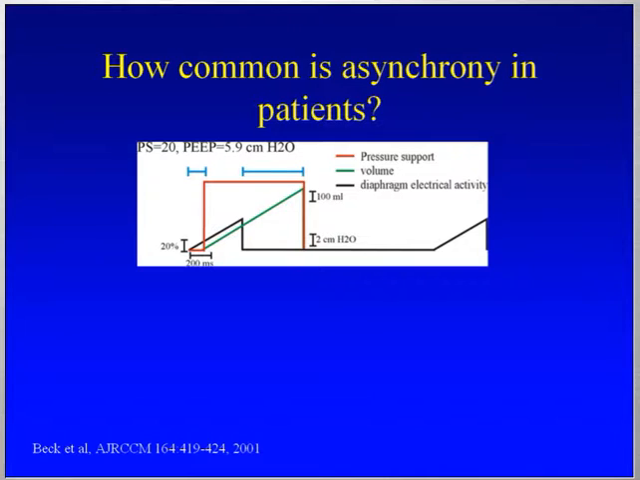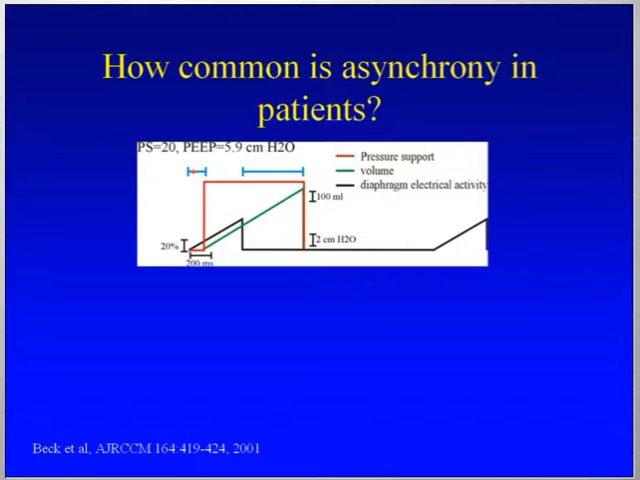What I'm going to show you now is group mean data for neural timings of these patients and the ventilator timings. The black solid line represents the diaphragm electrical activity. Again, this is for a group of 13 patients with acute respiratory failure. So this is inspiration, this is the end of neural inspiration, this is neural expiration, this is the next breath. The green line demonstrates the volume that was delivered by the ventilator, and the red line demonstrates the pressure support level. In this case, it was 20 centimeters of water.